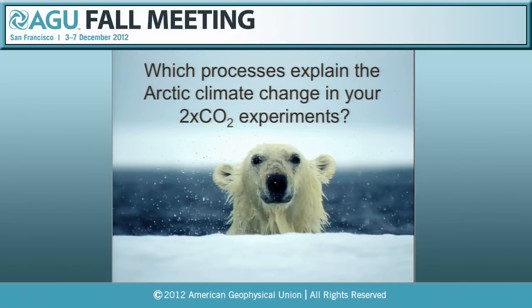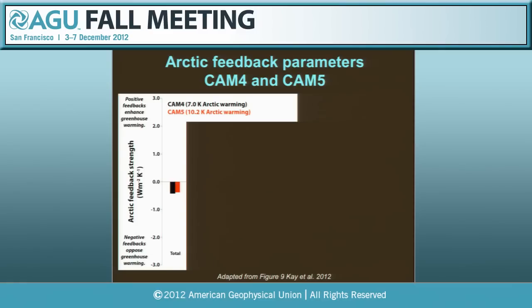So back to our polar bear. What processes explain what's going on in these experiments? We did a big diagnosis of what processes were important. We focused mostly on the differences between CAM 4 and CAM 5, and that's all included in a Journal of Climate paper. This is just a figure that summarizes the results from that paper.